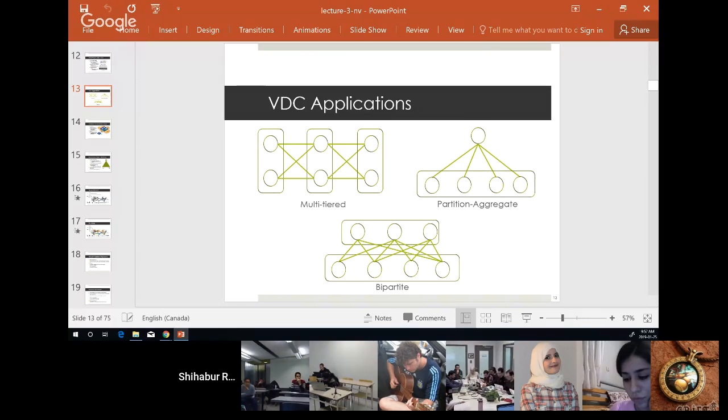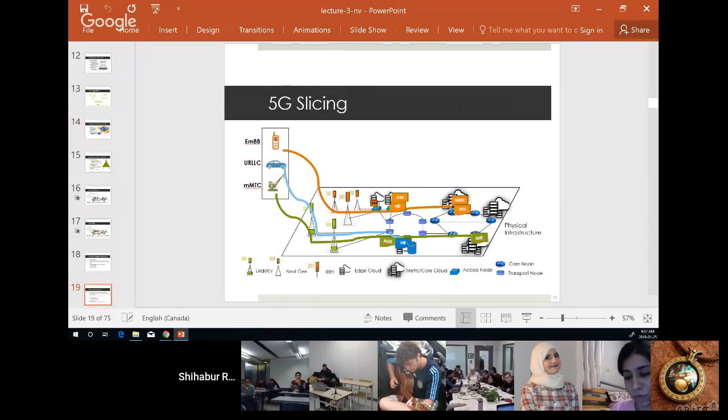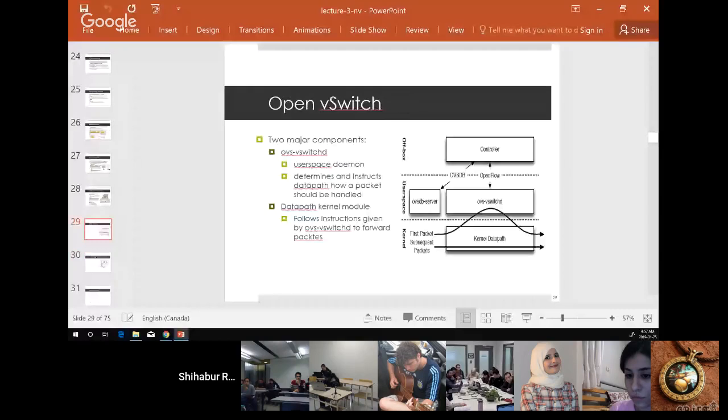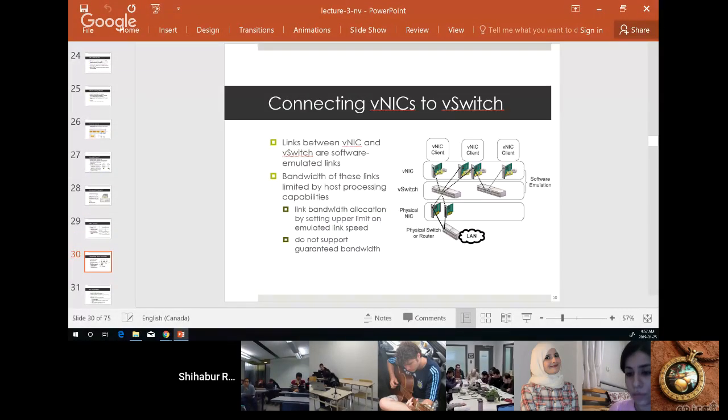Okay. One question on page 30. Go ahead. Since the VNIC and the vSwitch are connected to each other, why did you say here that they do not support guaranteed bandwidth? Because here we do not use some virtual link. So how do we get guaranteed bandwidth here?